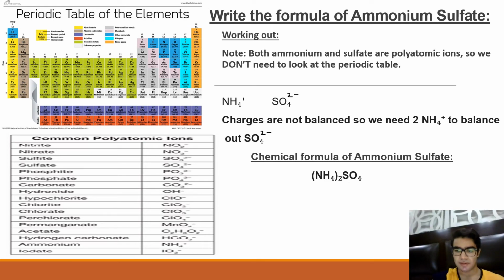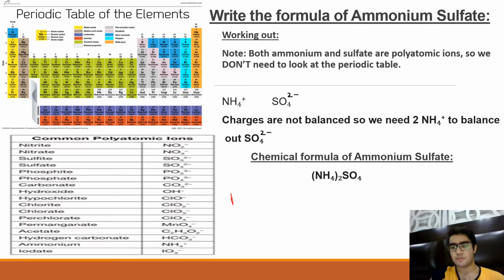So I'll just explain this. We need two of NH4 because this would make it plus 1, and another NH4 also has a charge of plus 1. So if we add both these together, oops, just a second.